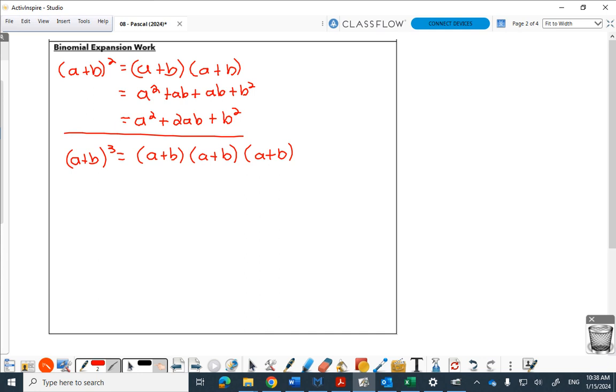We do have a shortcut though. That first expansion, a plus b times a plus b, I already have it. I just did it a second ago. I'm not going to redo it. I'm going to steal it from above. There it is. A squared plus 2ab plus b squared.